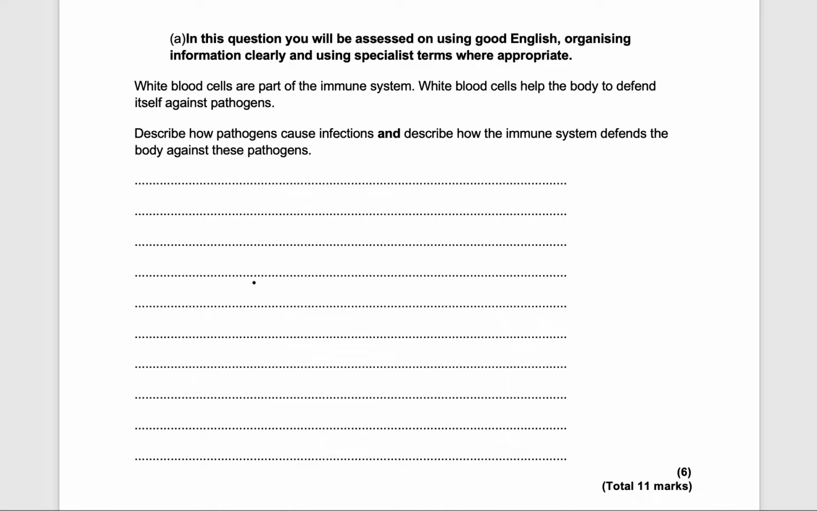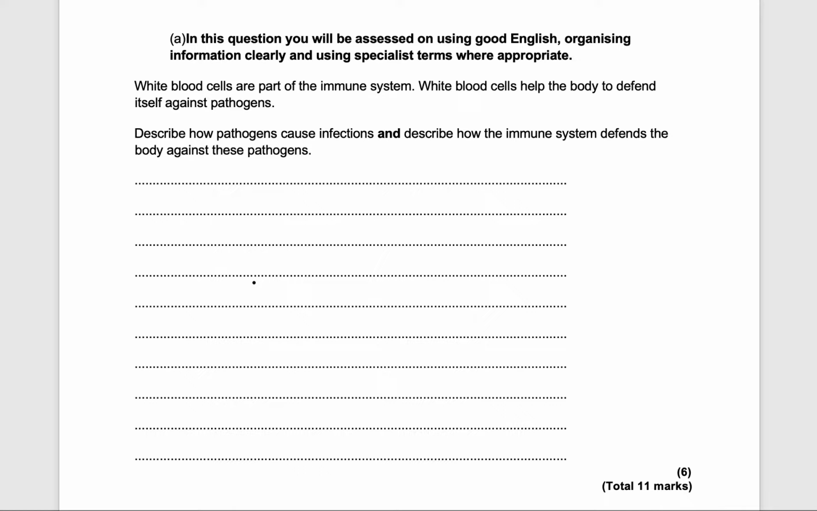Okay, final question now. In this question, you will be assessed on using good English, organizing information clearly, and using specialist terms where appropriate. White blood cells are part of the immune system. White blood cells help the body to defend itself against pathogens. Describe how pathogens cause infections, and describe how the immune system defends the body against these pathogens.